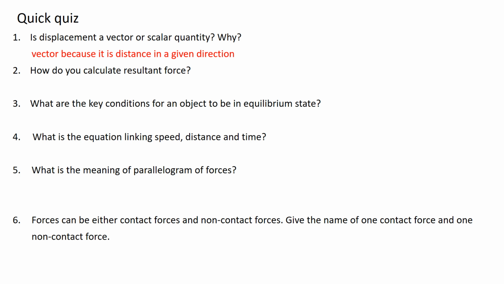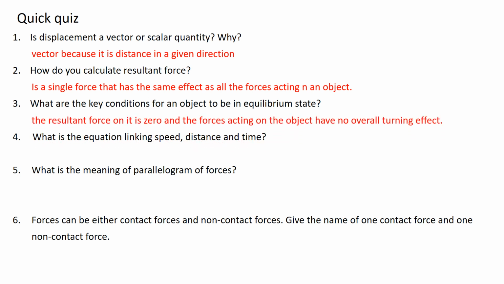How do you calculate the resultant force, a single force that has the same effect as all forces being acted on an object? What are the key conditions for an object to be in an equilibrium state? The resultant force is 0 and the forces acting on the object have no overall turning effect. What is the equation linking speed, distance, time? Speed equals distance divided by time.